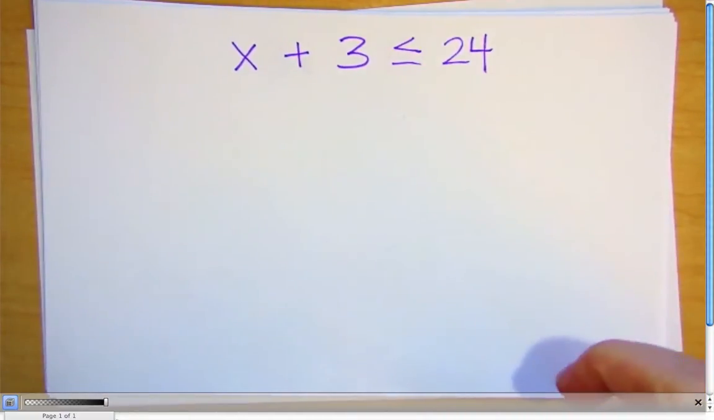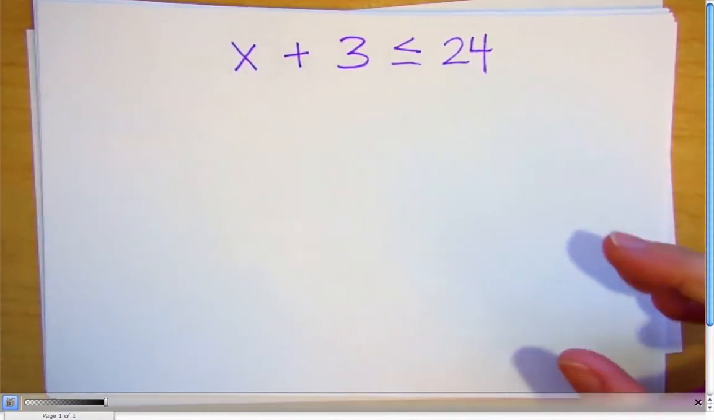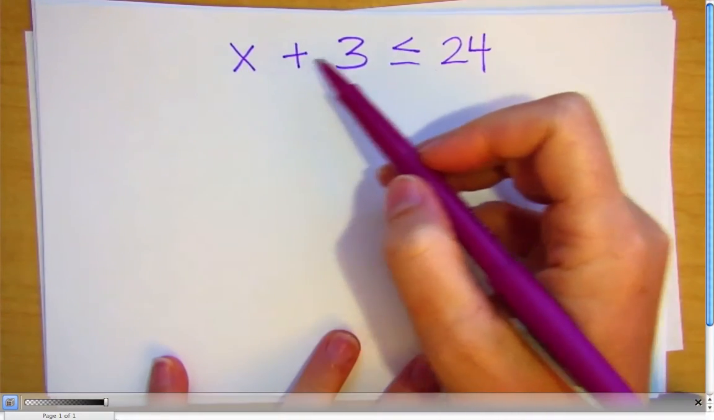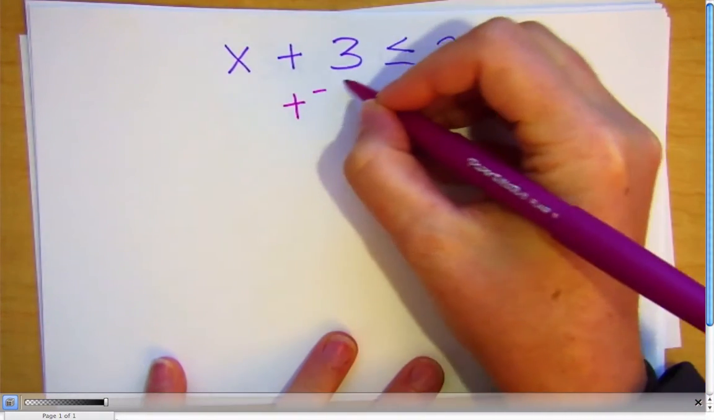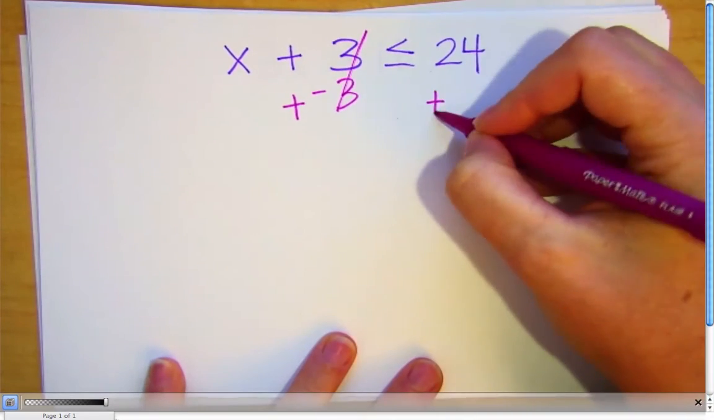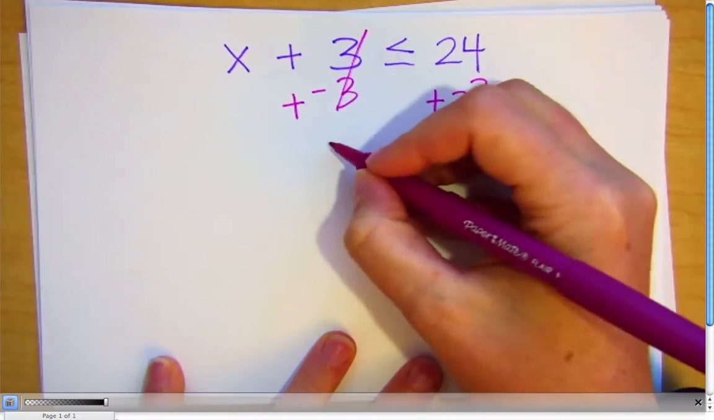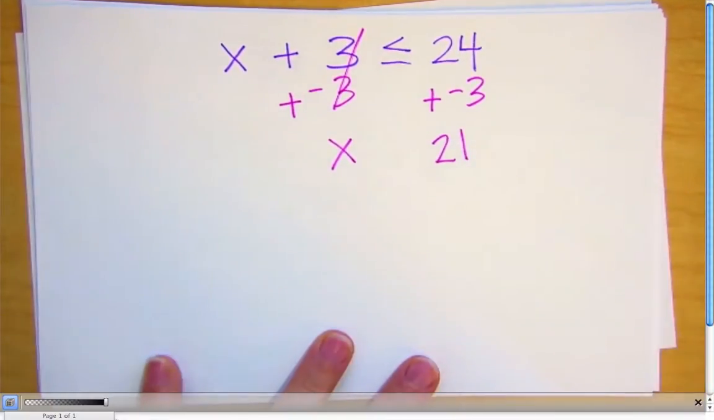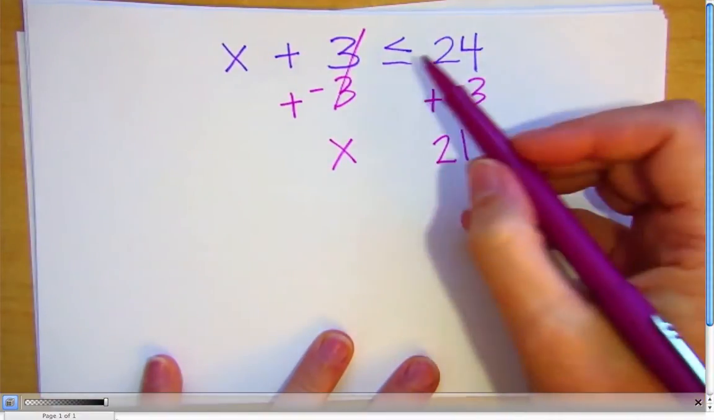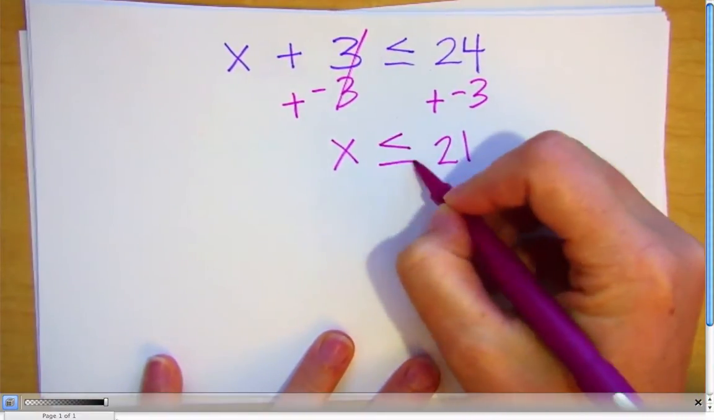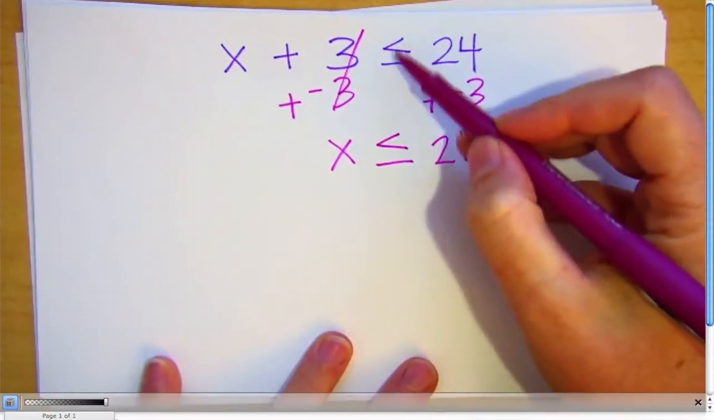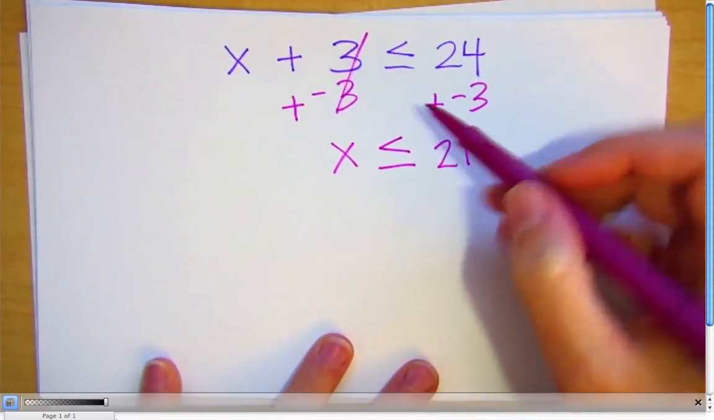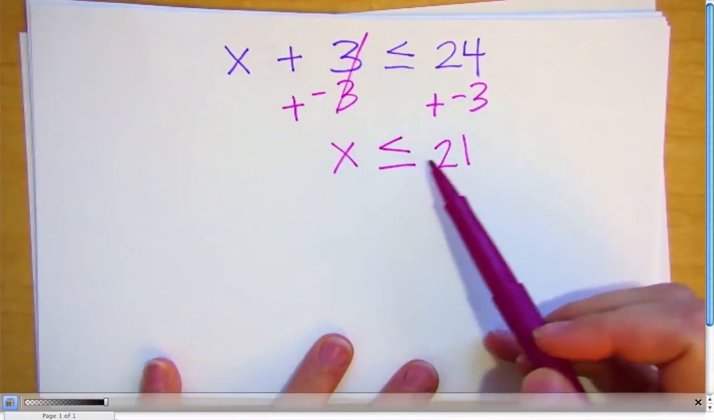The biggest mistake people make is they think there's some weird trick to this, and there's really not. It's the same solving that we did with our equations. I want to isolate my x. The way I isolate it is adding the opposite of the 3 to both sides of the inequality. I still have x over here. This is 21. The only difference with this and my equations is that in an inequality you just keep the same sign. So I just bring that sign straight down and keep it there. So the answer to my inequality is x is less than or equal to 21.